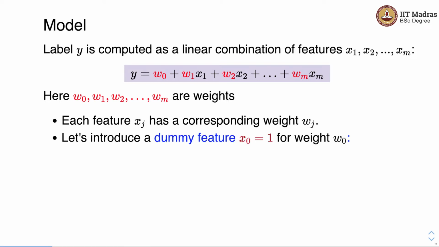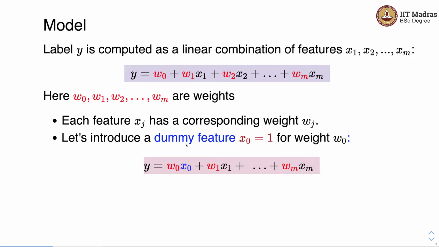And you can notice that each feature xj in general has a corresponding weight wj. For example, x1 has a weight w1, x2 has a weight w2, x3 will have a weight w3, and in general xj has a weight wj. There is only one exception at the beginning, where this particular weight w0 does not have an associated feature. So in order to have a uniform representation, we add a dummy feature x0 and set it to 1.